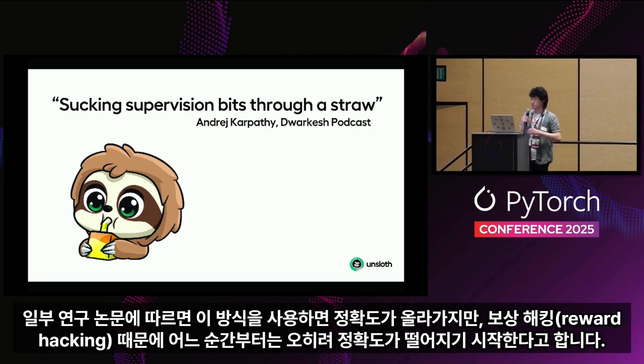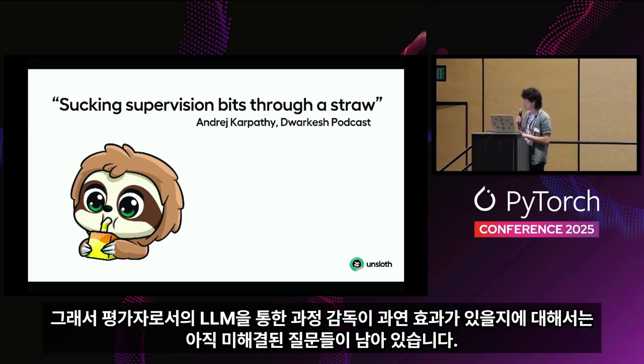There are some research papers which show that if you do this approach, your accuracy will increase, but at some point it actually starts decreasing because of reward hacking. So there are still some outstanding questions of whether process supervision via LLM as a judge can work.